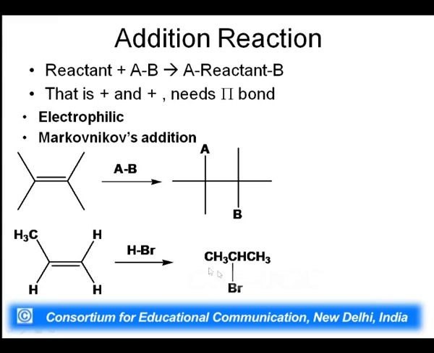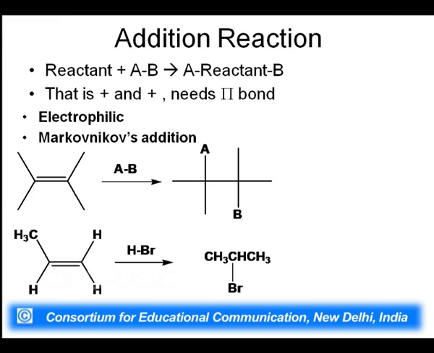So, it gets the bromine, is called as Markovnikov addition. So, Markovnikov addition is happening here, and why is this reaction called electrophilic? Because H plus is also adding, Br minus is also adding, one is an electrophile, the other is a nucleophile.